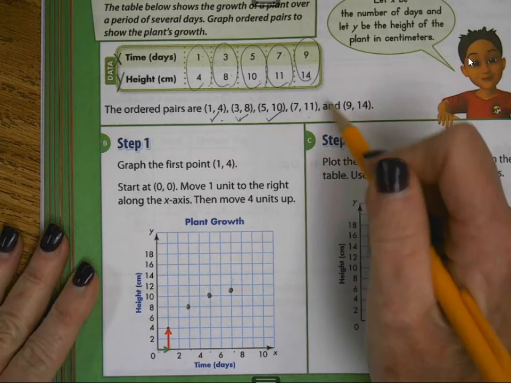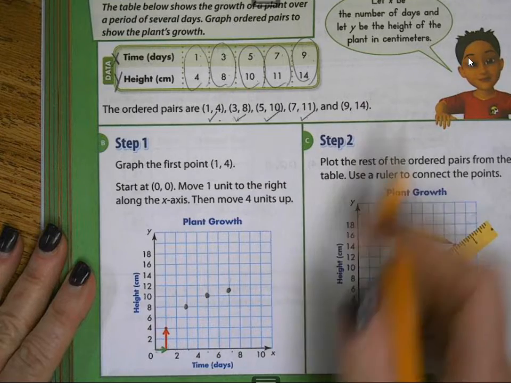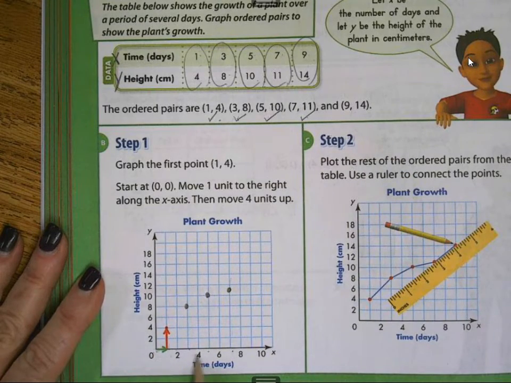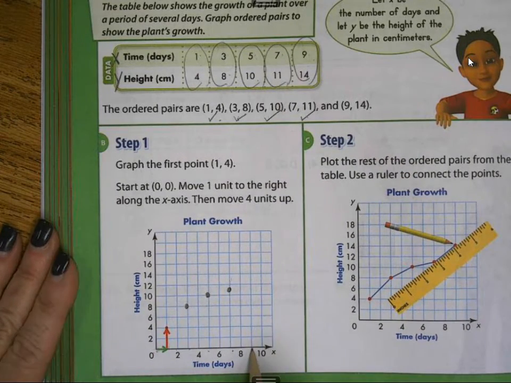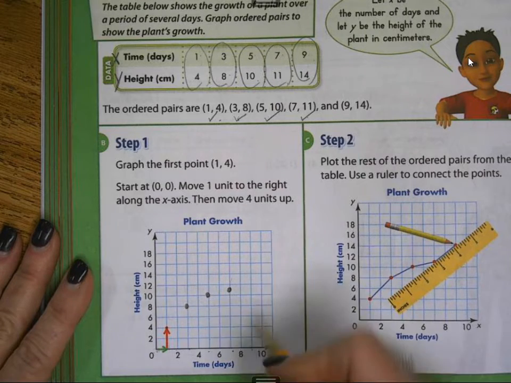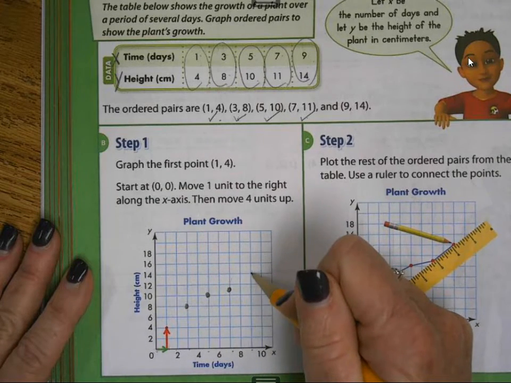All right. And our last ordered pair, 9, 14. So we start at the origin, we go over 9, we stop right here between 8 and 10, we go up 14. Stop right here.